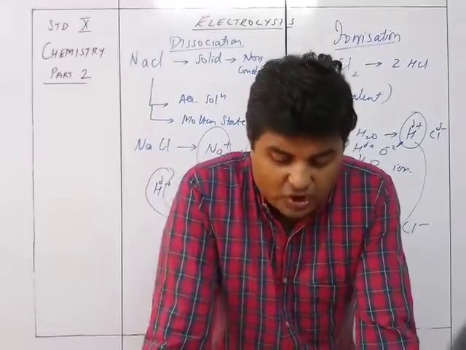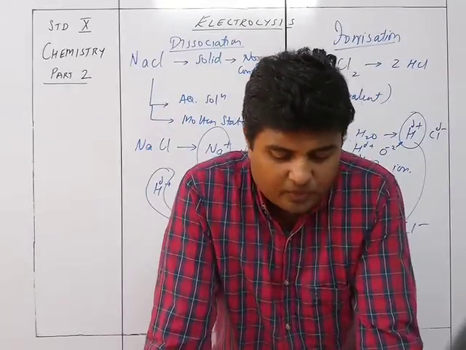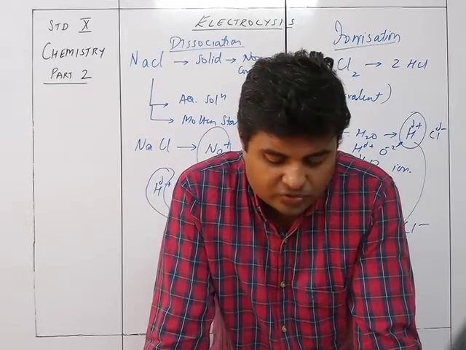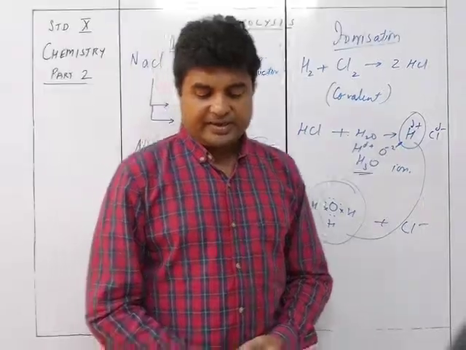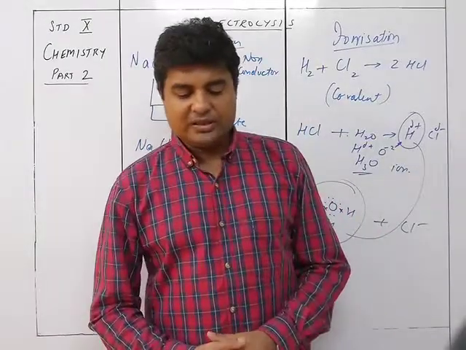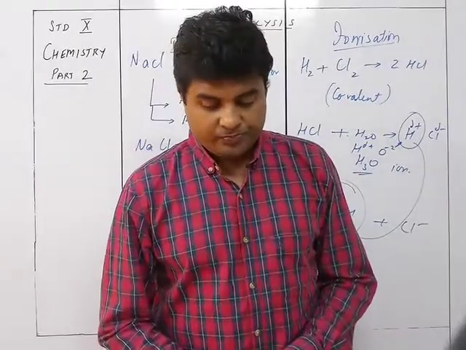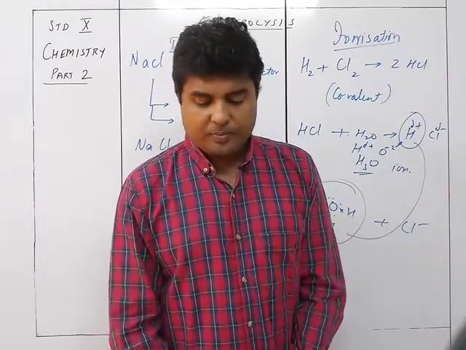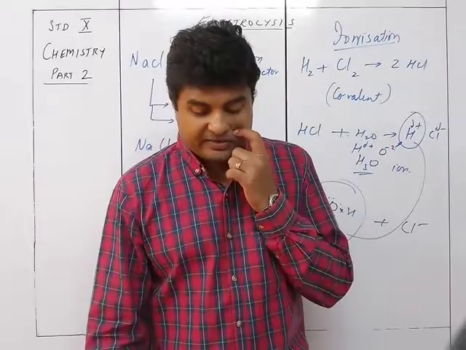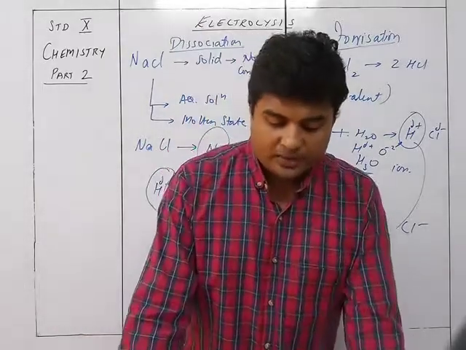If it is a strong electrolyte, then PbBr2 will be Pb2 plus and Br minus in molten state. CuCl2 gives Cu2 plus and Cl minus, AgNO3 gives Ag plus and NO3 minus. All these are strong electrolytes. So lead bromide, copper chloride and silver nitrate are strong electrolytes.